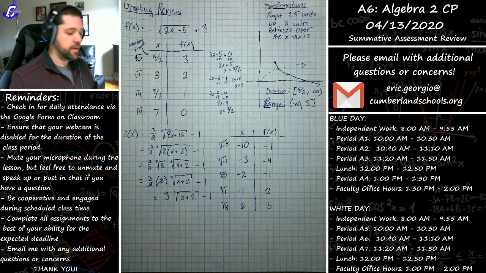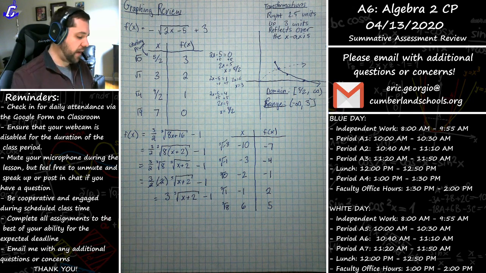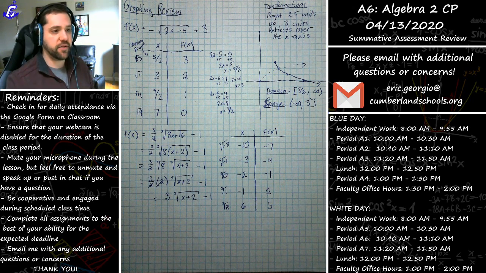Okay. Does anybody have a question, comment, or concern as to how we generated that table of values? We didn't actually graph it yet. We're good on that? That makes sense to everybody? Seems logical?